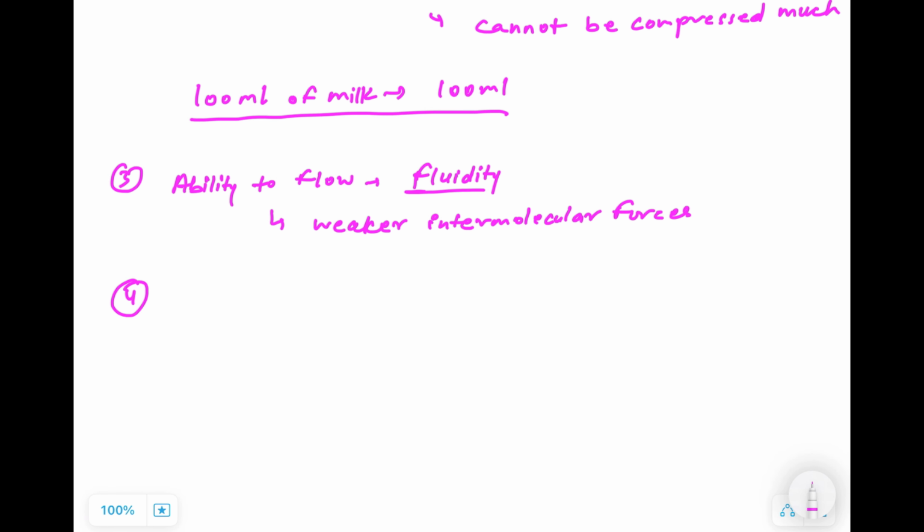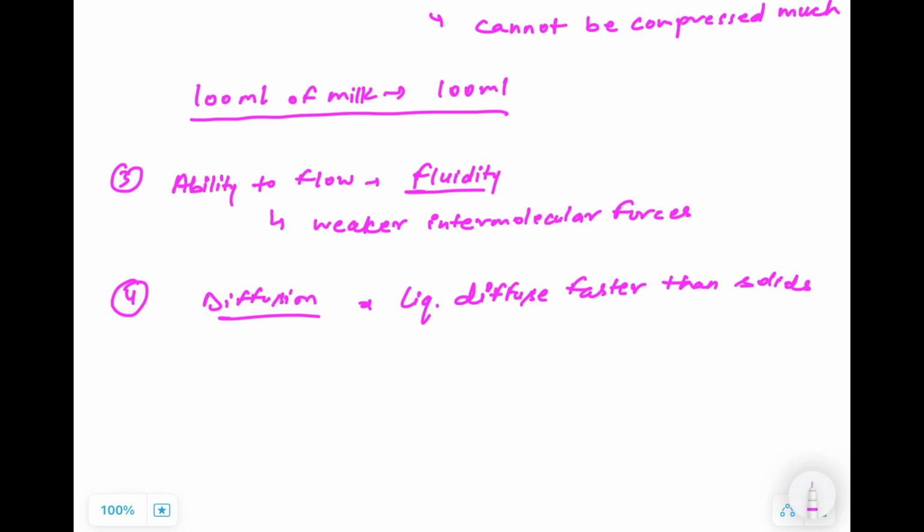The fourth property of liquids is that liquids diffuse faster than solids. Why? Because their particles move more freely, and diffusion becomes faster at higher temperatures, which was discussed in a previous class. So when you put a drop of ink in water, it slowly spreads and colors the water.